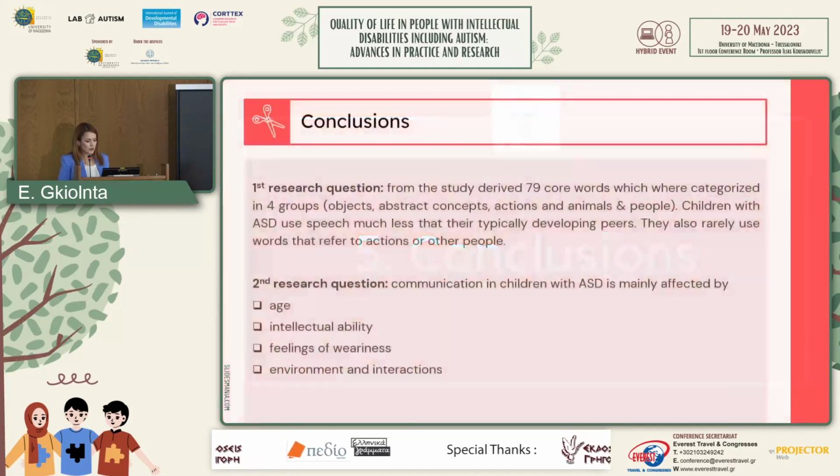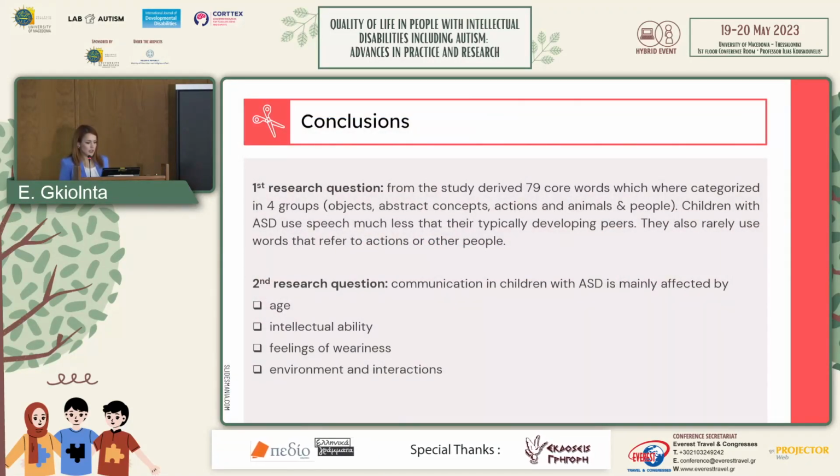And conclusions. The first research question is answered like this: from the study derived 79 core words, which were categorized in 4 groups: objects, abstract concepts, actions, and animals and people. Children with ASD use speech much less than their typically developing peers. They also rarely use words that refer to actions or other people.